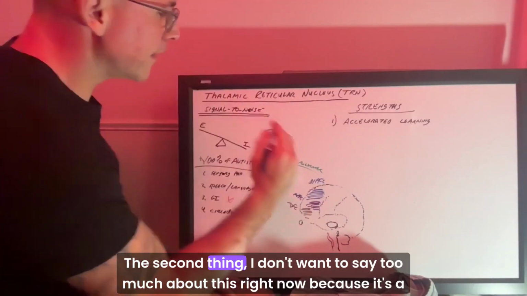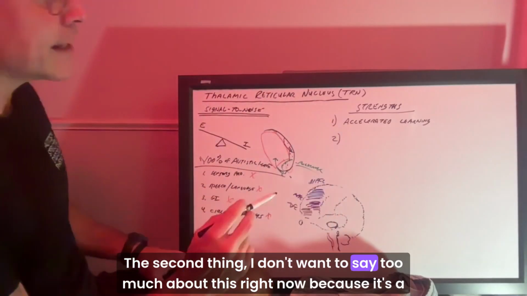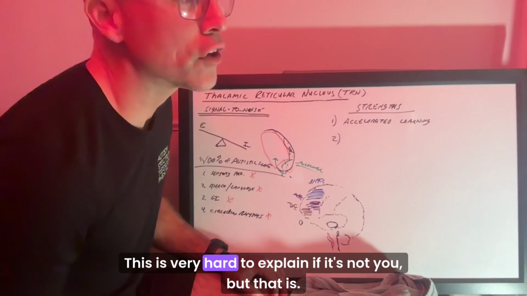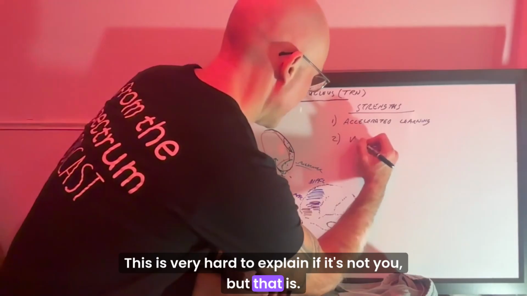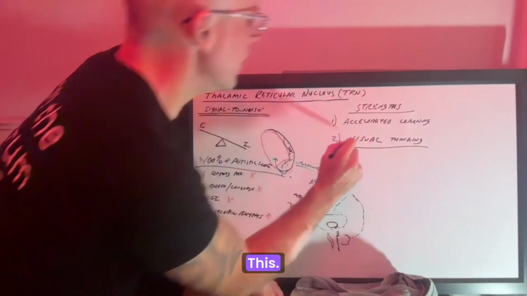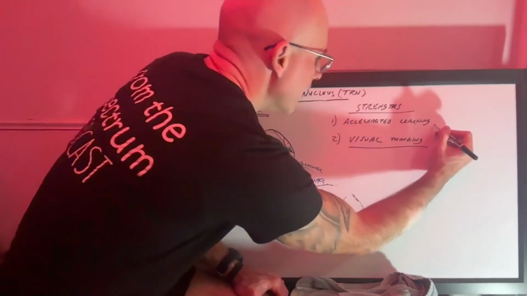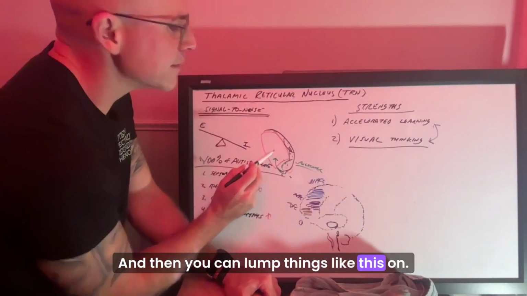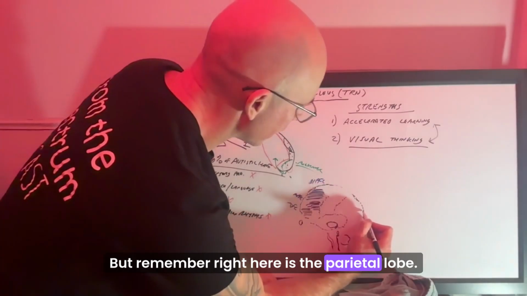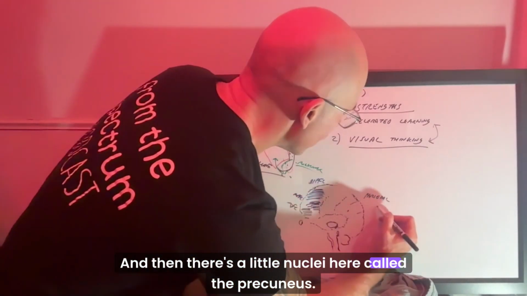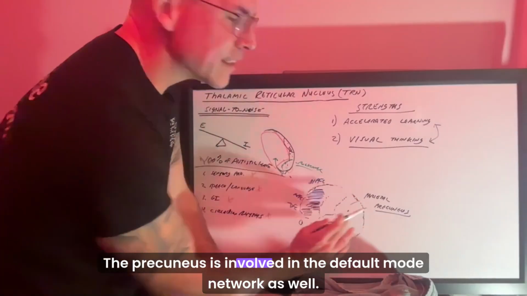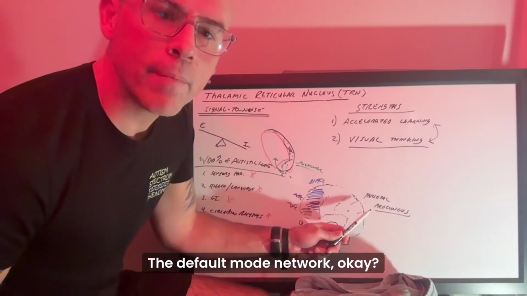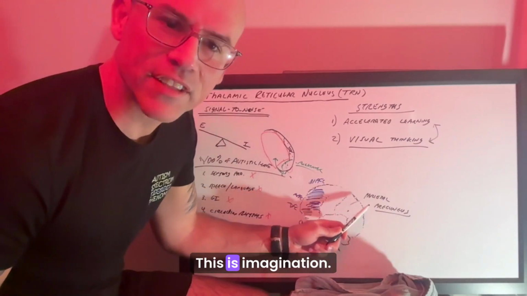The second thing, I don't want to say too much about this right now because it's at least one episode. This is very hard to explain if it's not you. But that is visual thinking. It's almost like this is bidirectional here too. And then you can lump things like this on. But remember, right here is the parietal lobe, and then there's a little nuclei here called the precuneus. The precuneus is involved in the default mode network as well. The default mode network, okay? And visual thinking. This is imagination.